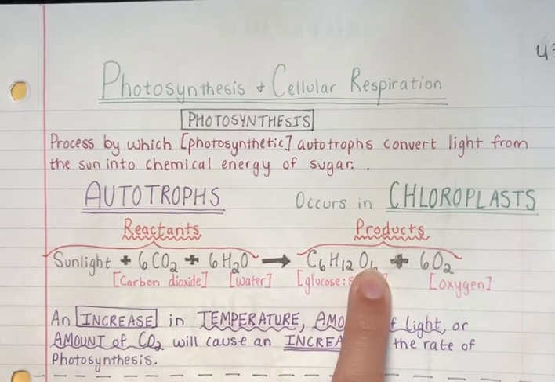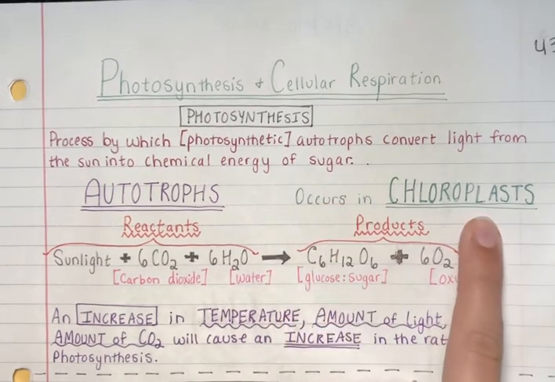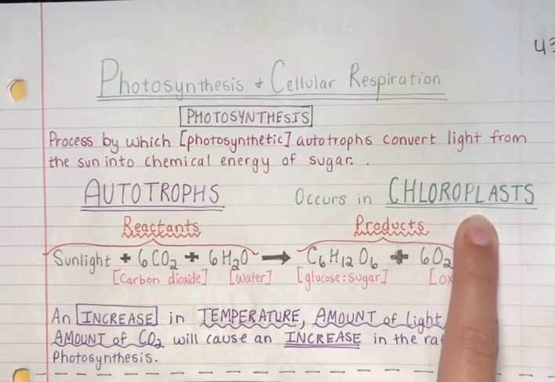C6H12O6. This occurs in chloroplasts, which is the organelle found only in plant cells because it is the site where photosynthesis takes place.